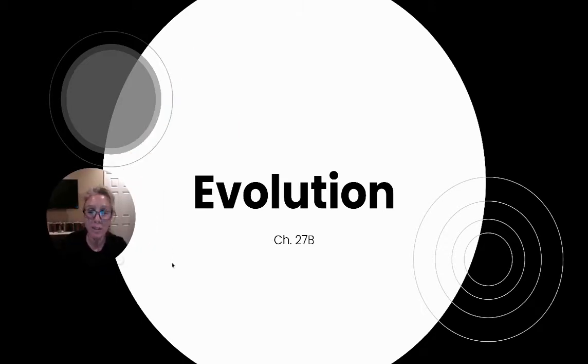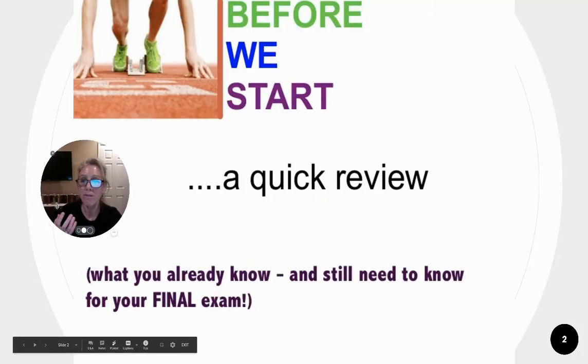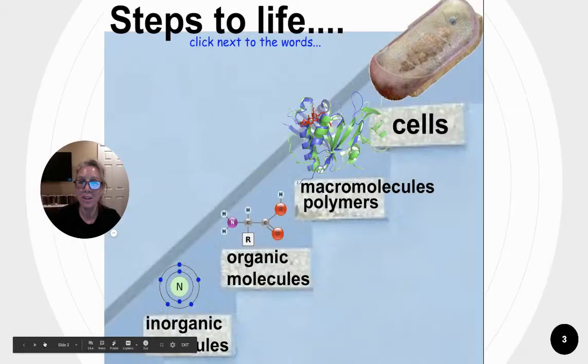So we have already introduced evolution when we talked about early Earth, right? And we talked about all the way up to how cells could have formed. And so I want to review that really quick before we get started. You're going to need to know this when you take your final exam this semester anyway, so this will be a good little review for you.